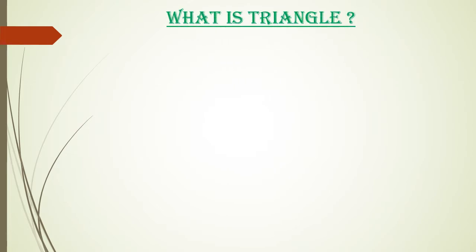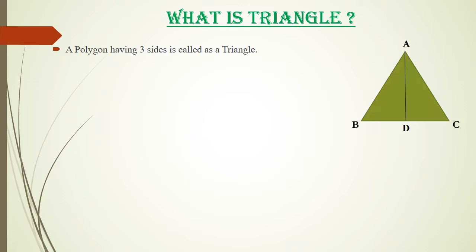Let us first understand what is a triangle. Basically, a polygon having three sides is called a triangle. If you want to see how a triangle looks, here in this figure ABC is termed as a triangle.